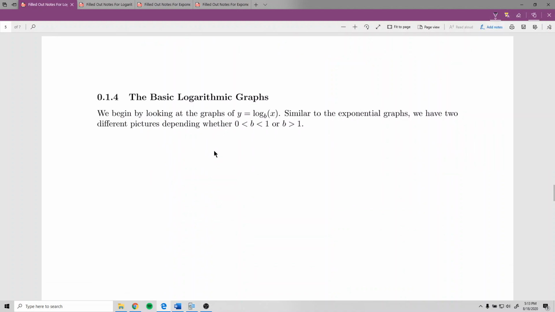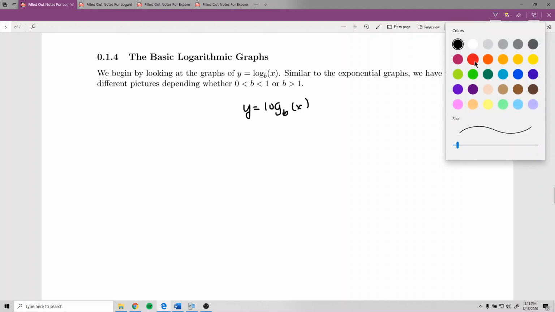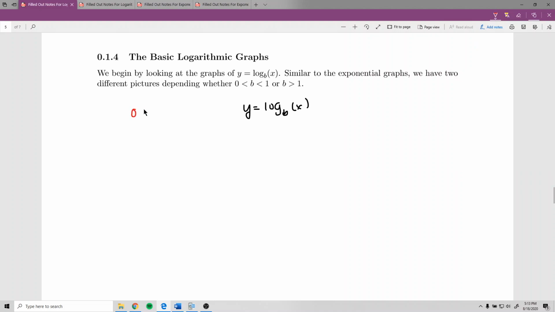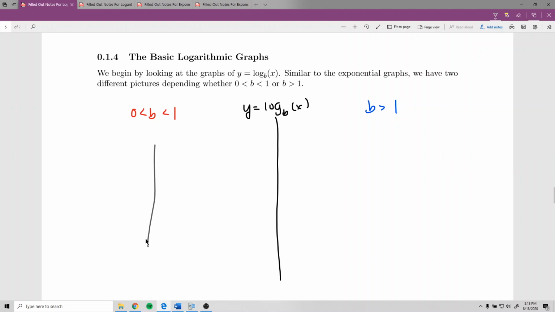All right, so our log graphs. Log graphs are similar to exponential graphs in the way they're shaped and because they're inverses. We will have two pictures like we did with exponential graphs. We'll have one when b is between 0 and 1, and one when b is bigger than 1. And you'll actually notice it's very similar when we look at what's the difference between the two.